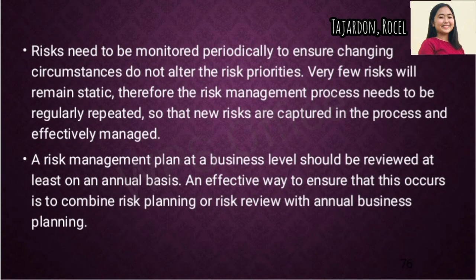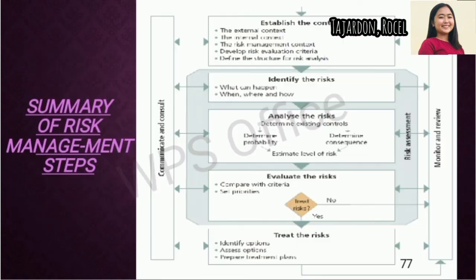Very few risks will remain static. Therefore, the risk management process needs to be regularly repeated so that new risks are captured in the process and effectively managed. A risk management plan at a business level should be reviewed at least on an annual basis. An effective way to ensure that this occurs is to combine the risk review with annual business planning.